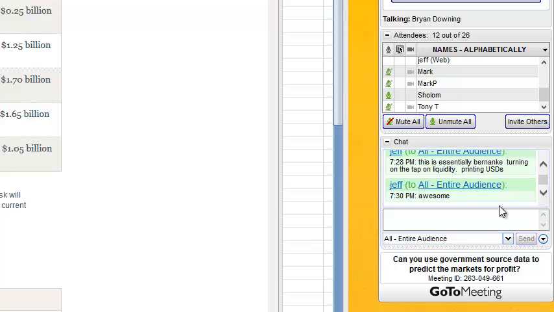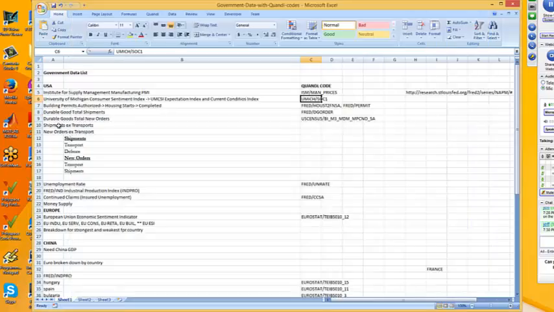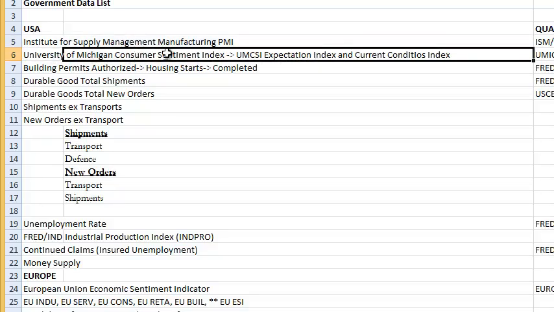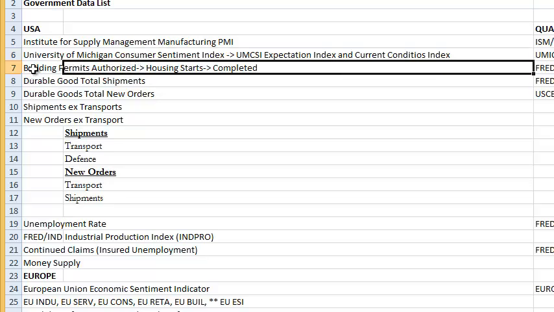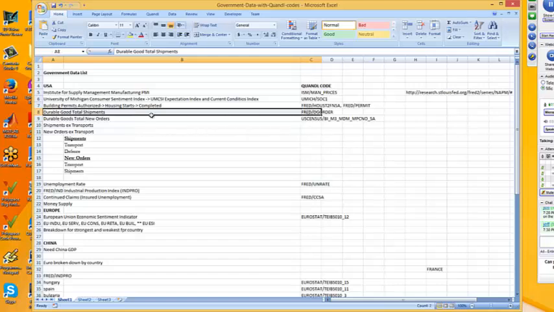What other sort of things do people look for in the U.S. markets from government data that they think will affect the markets? This is my list right here. Obviously the PMI, the Michigan consumer sentiment, building permits, housing starts, durable goods, on what things are manufactured.